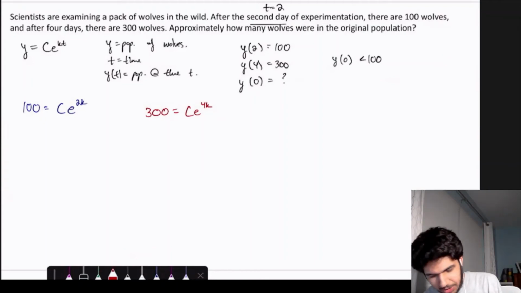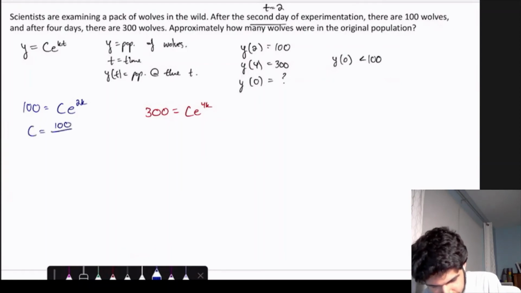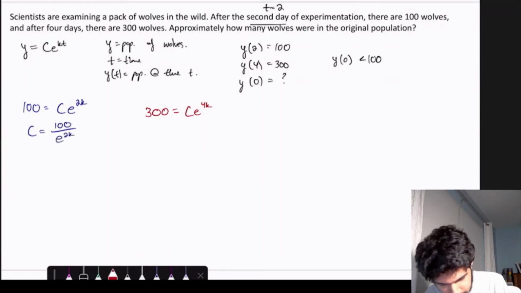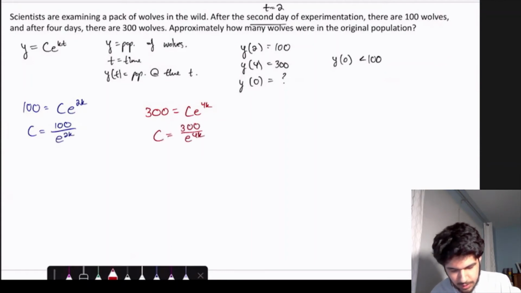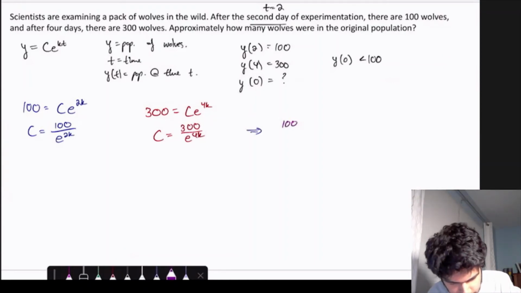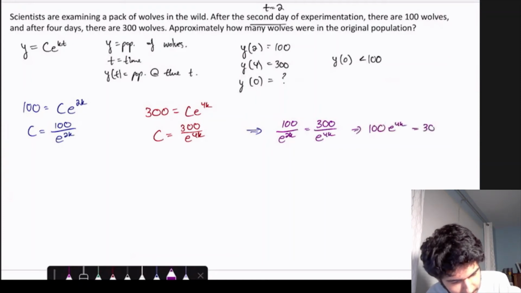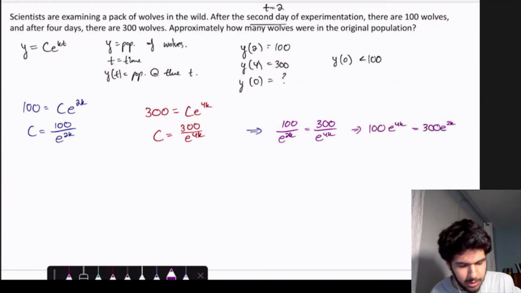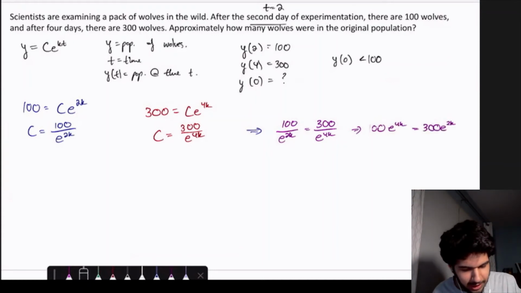Well, what we can do is we can solve for c in each individually. So c equals 100 divided by e^(2k) here. And here we have c equals 300 divided by e^(4k). And then we can set the two equal to each other, and we're left with 100 over e^(2k) equals 300 divided by e^(4k). Cross multiply. 100e^(4k) equals 300e^(2k). Divide both sides by 100, that gets rid of this 100, and we're left with a 3 here.